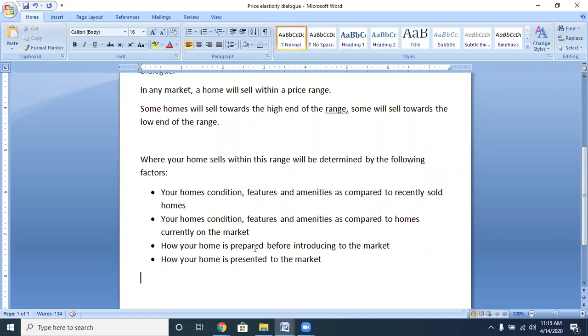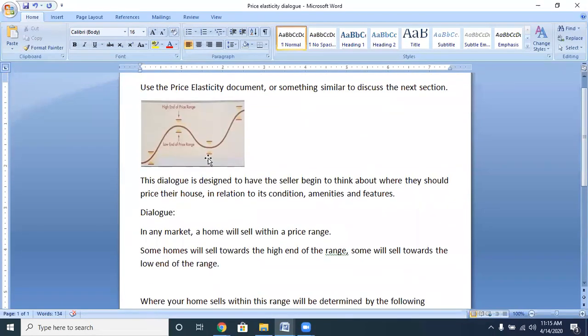Okay. So what we're going to go through today is these first 2, right? And how we present this to them is one thing. Now, what we're going to do today is compare their home to other homes that sold recently, and compare their home to homes that are currently on the market. And the idea here, if we come back up here, is we know there's a range. We've already told them it's going to sell in the range.